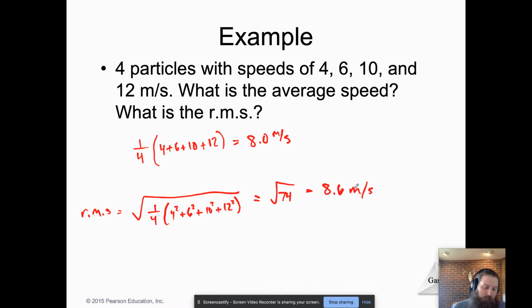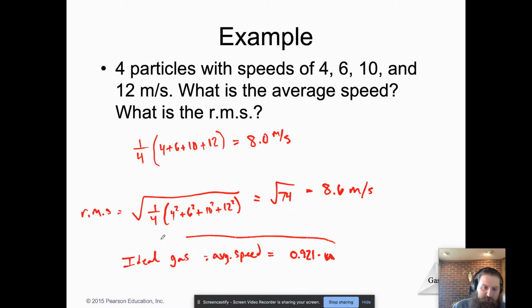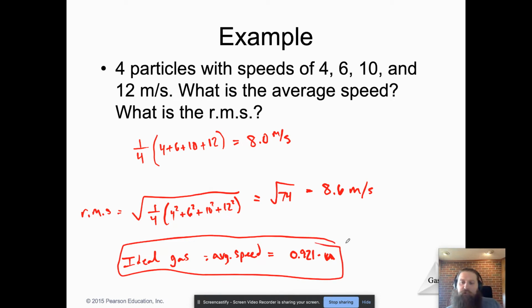Now, for an ideal gas, just something to tuck away: the average speed is going to be equal to 0.921 times URMS. This is something that's mentioned in your book. I've never seen that on the AP test, but I always mention it because I feel like it's an interesting little spot.